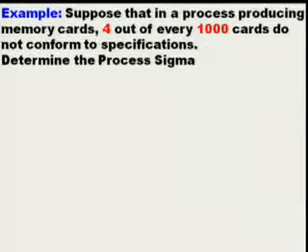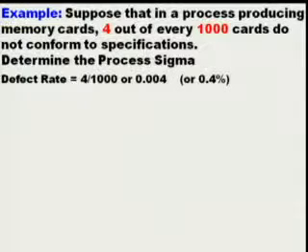Let's take an example. Suppose that in a process producing memory cards, 4 out of every 1,000 cards do not conform to specifications. And we need to determine the process sigma. Because an organization needs to know where they stand. What is their process sigma? Well, that's easy. We can calculate the yield. And how do we calculate the yield?